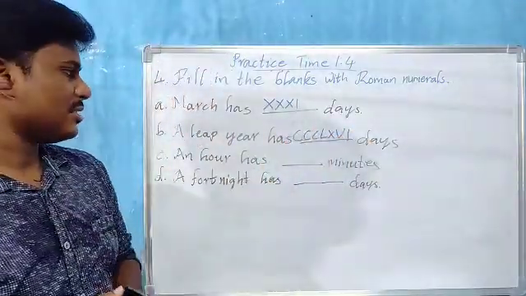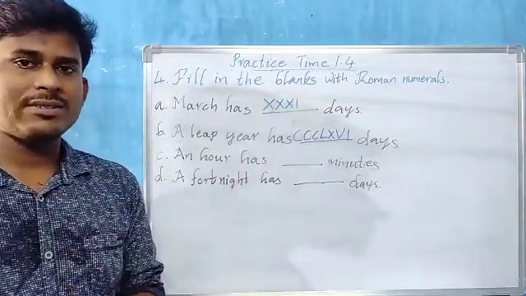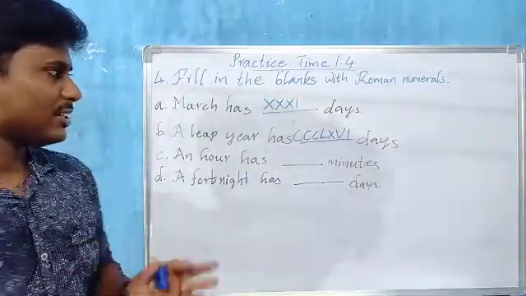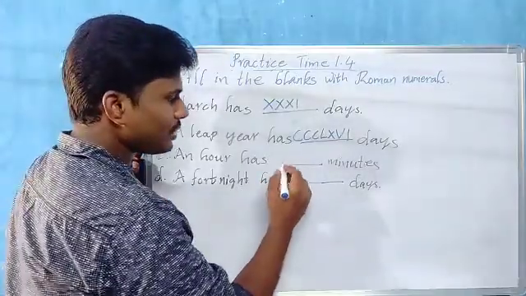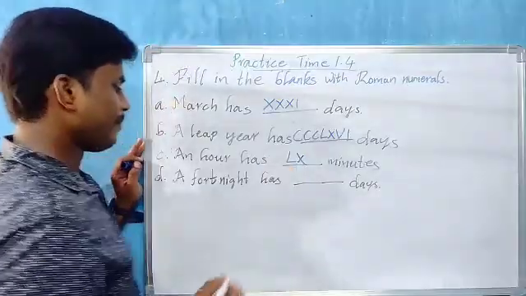So 366, children. Now an hour has dash minutes. In an hour how many minutes are there? We know 60 minutes. So what is the symbol of 60? 50 plus 10, that means LX, children.